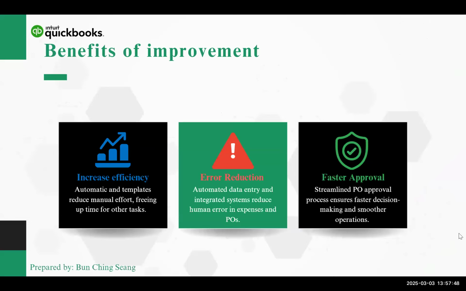Thank you. And this is my turn to talk about the benefit of the improvement. So we have three parts. The first one, we're going to talk about increased efficiency. The first point is that automation and templates reduce manual effort. It means that QuickBooks automates repetitive tasks such as invoice generation, payroll processing, and bank reconciliation, saving significant time. And the second point about increased efficiency is use of templates.